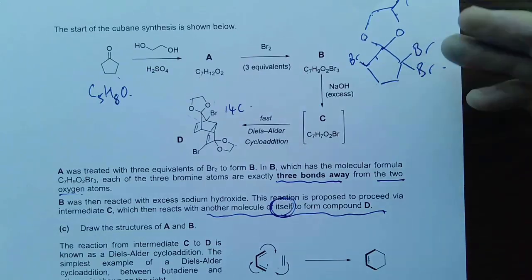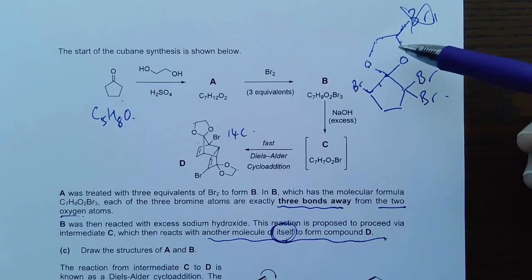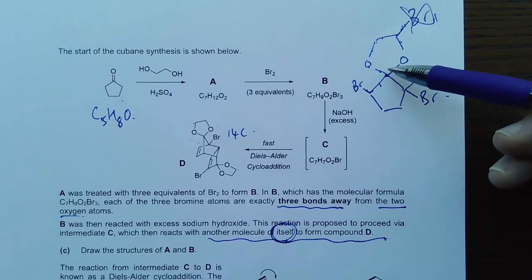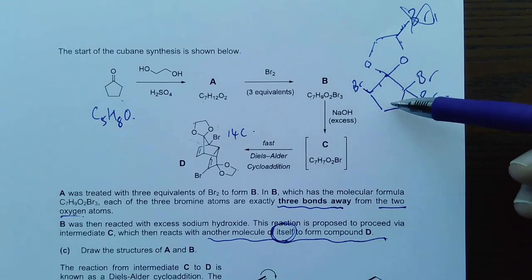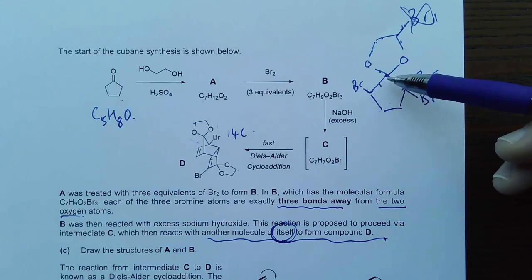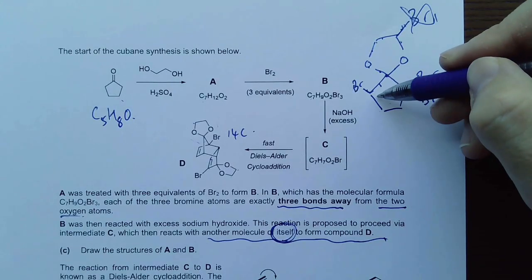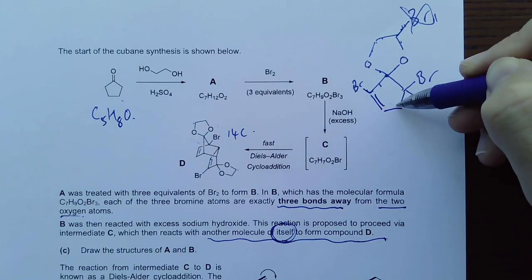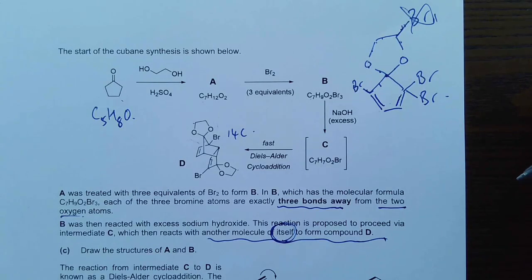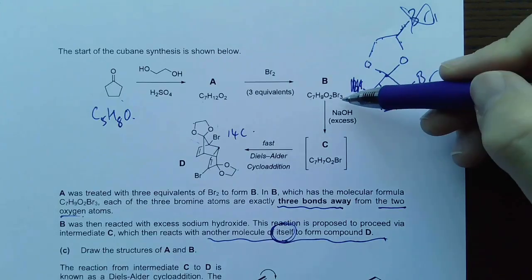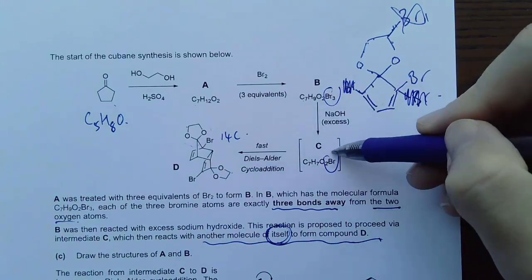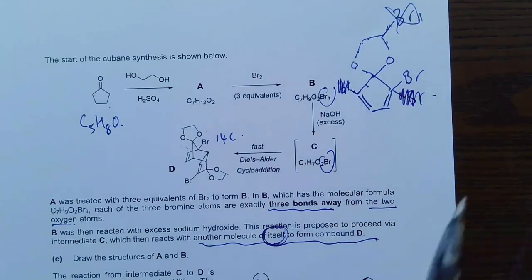Now, it should be clear that I can't put my double bonds in this ring, because then the double bond will be to the oxygen. So my double bonds need to go in this ring. It should also be clear that my double bond can't be up here, because this carbon has already got 4 groups attached to it. So I'm going to have to put a double bond here and a double bond here. And in order to do that, I'm going to have to get rid of a bromine and get rid of a bromine, which is fine because I go from 3 bromines down to 1 bromine.